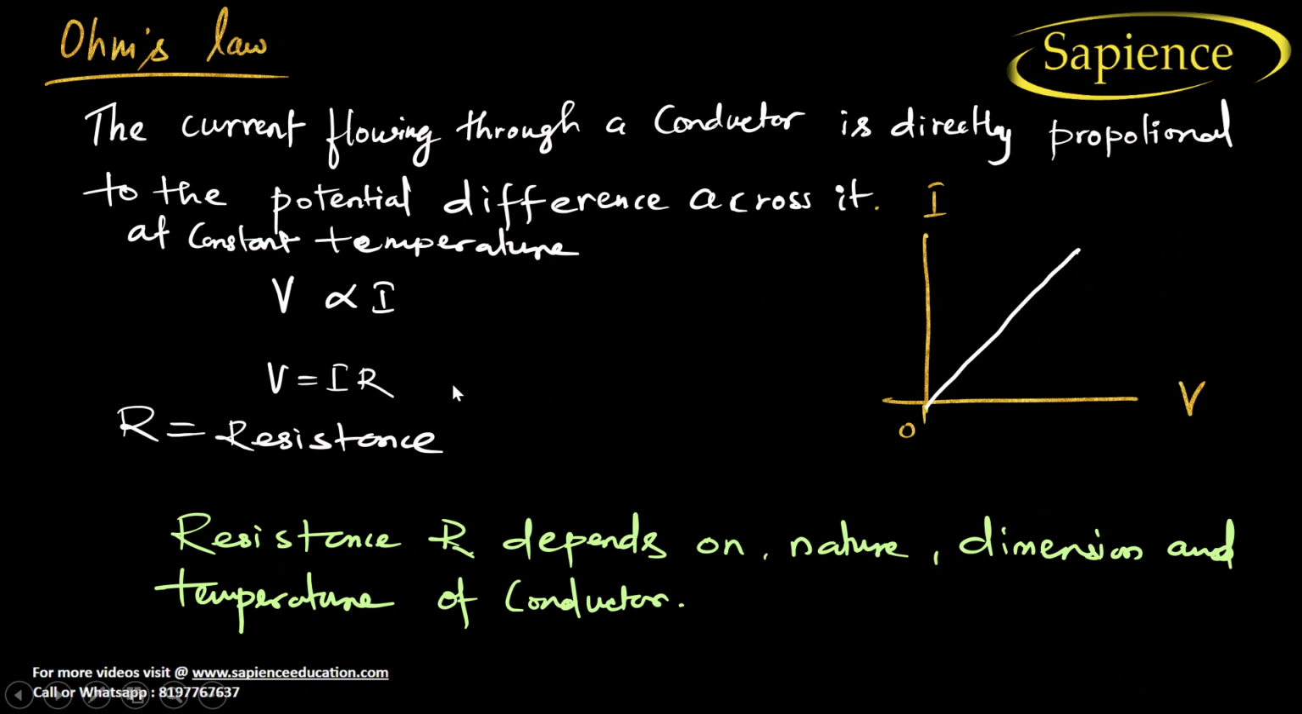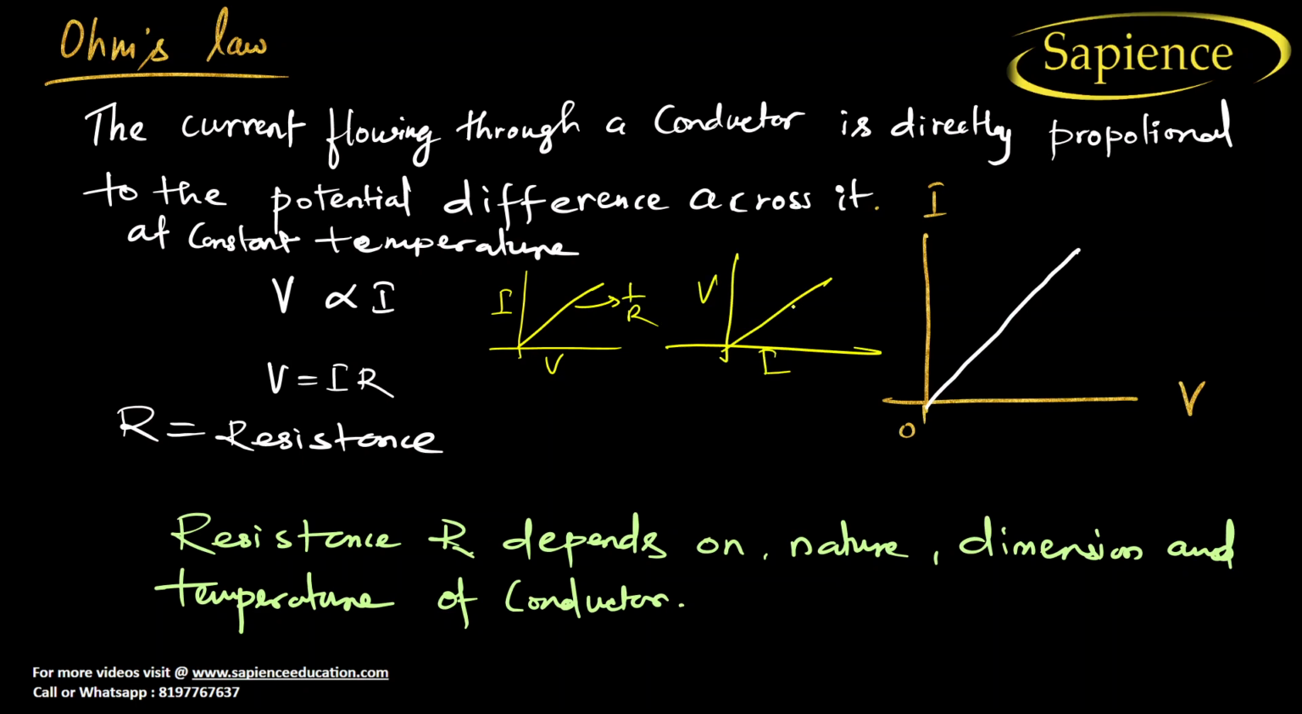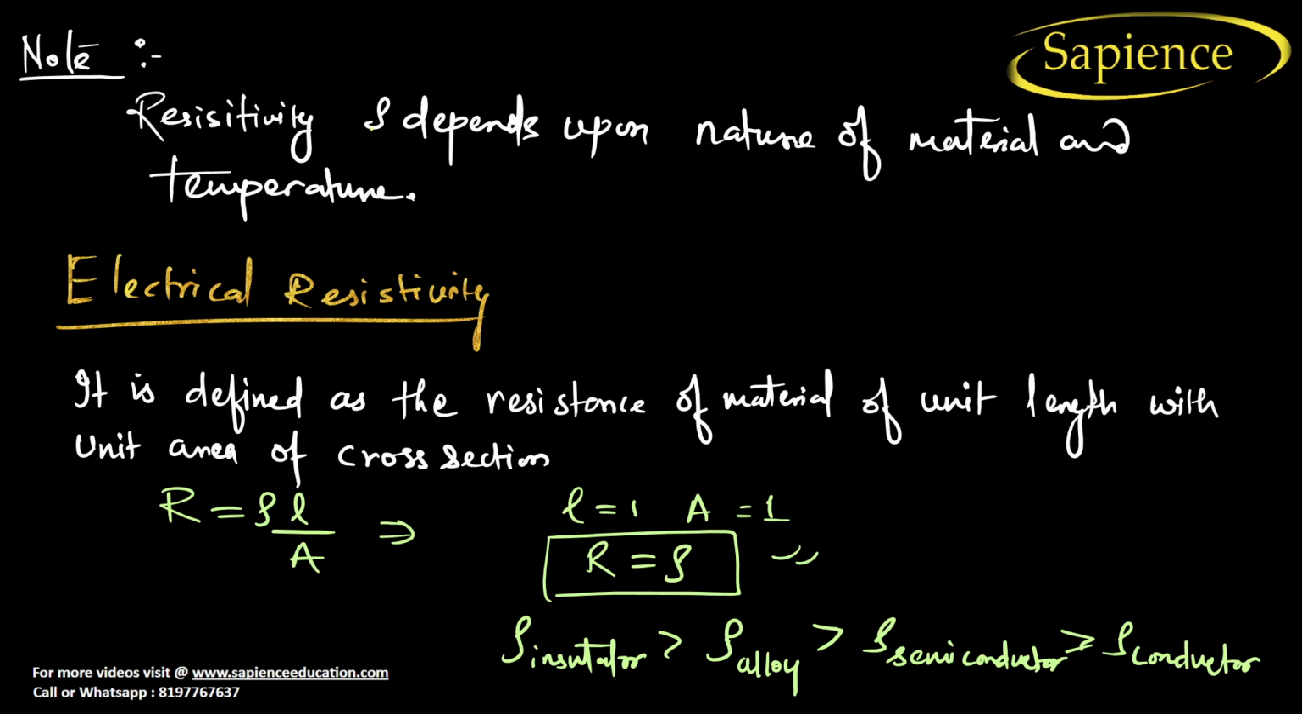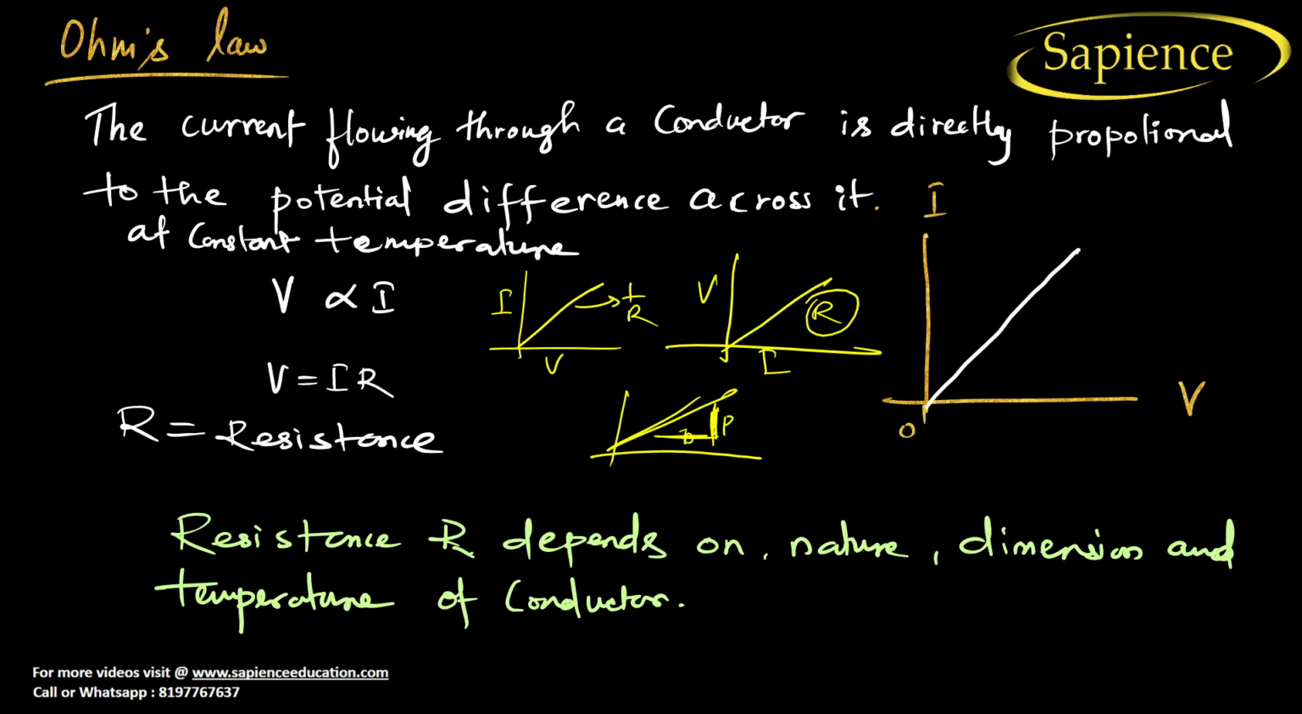I hope you have understood this phenomenon. Always remember these two types of curves, the VI curve and the IV curve. In the IV curve, the slope gives the 1 by resistance, and in the VI curve, the slope gives you the resistance directly. Slope, you have already studied in class 11. The slope is equal to the perpendicular divided by the base. This amount, this length is known as slope.